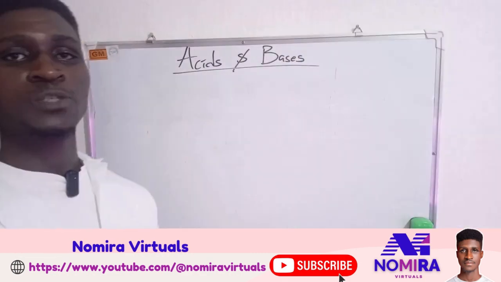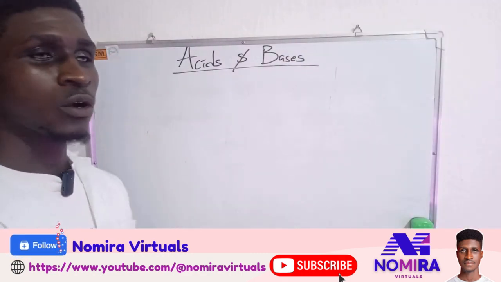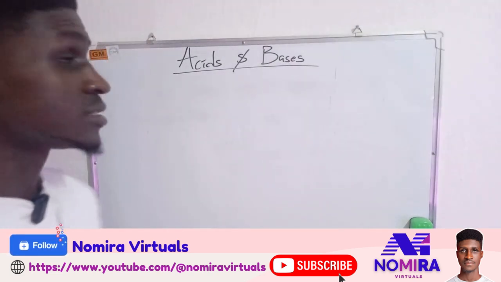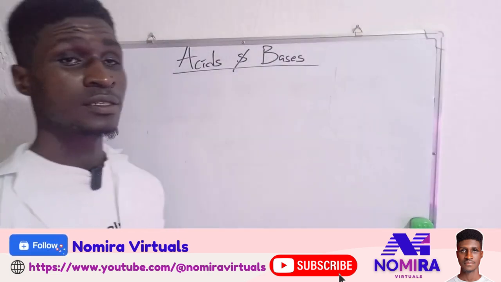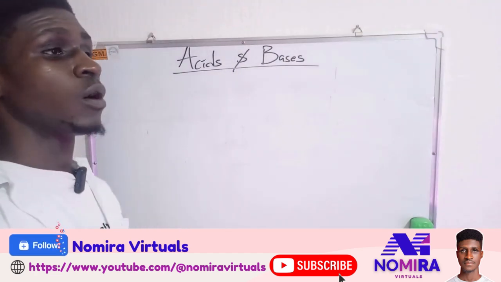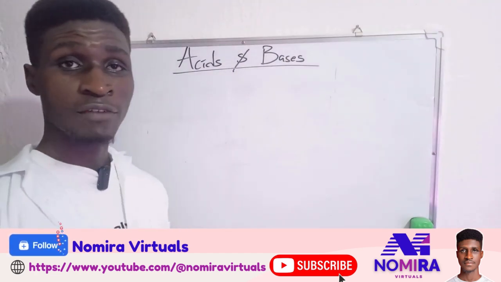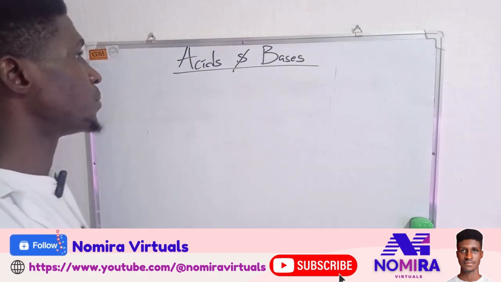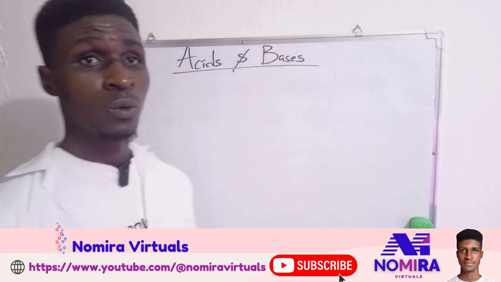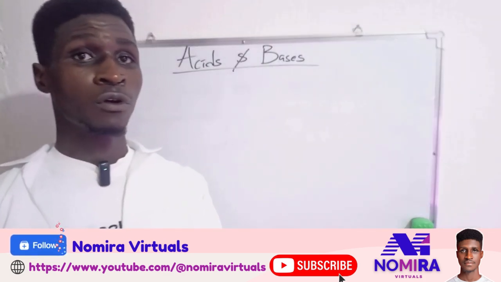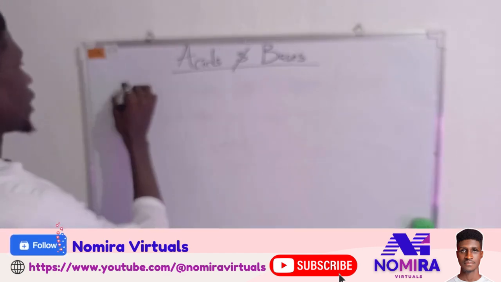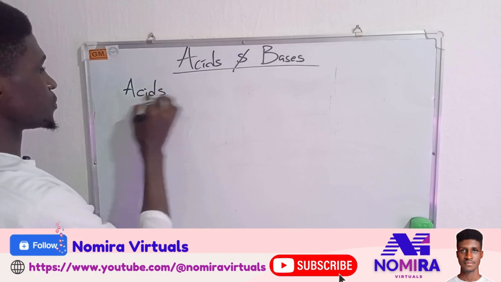Hello and welcome to this special numerical class. Today we are going to be seeing acids and bases. The truth is that most students define acids and bases based on the color that is observed when you test them with litmus paper. But acids and bases are more than the observation of color. Okay, let us single acids out and study them in detail.